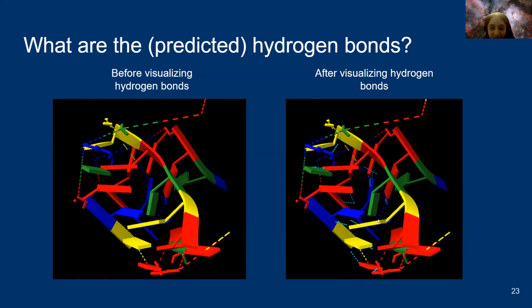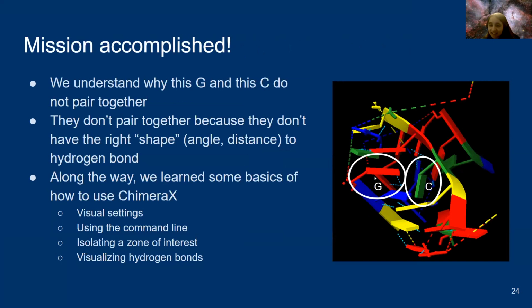And if you look closely and compare the different ones, you can see, for example, this adenine is having some hydrogen bonds, and other bases are having hydrogen bonds. And notably, the G and the C do not have hydrogen bonds to each other. So here I can explicitly show that this G and C do not pair together because they don't have the right configuration in order to hydrogen bond to each other. So therefore, they are not pairing.